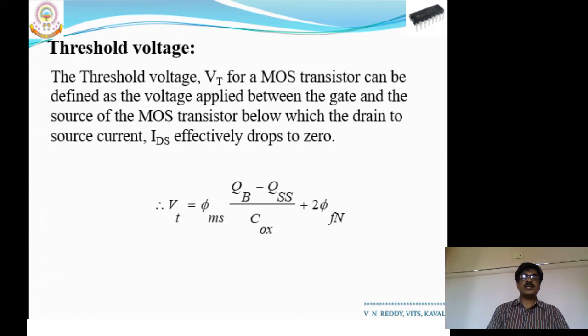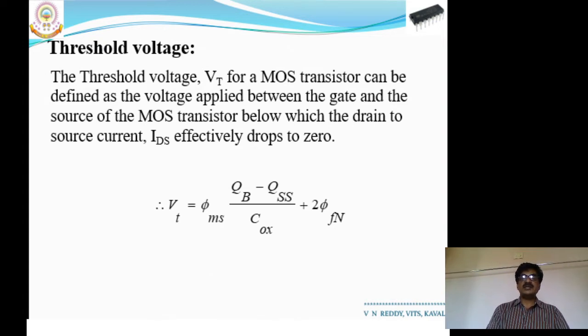It is very important and it decides the switching action of the MOS transistor also. If the applied gate voltage is less than the threshold voltage, no current flows. That means the MOS transistor acts as an off switch. Suppose the applied gate voltage is greater than the threshold voltage, what happens? The drain current flows, that means the transistor acts as an on switch. Like that, the threshold voltage is a very important point.